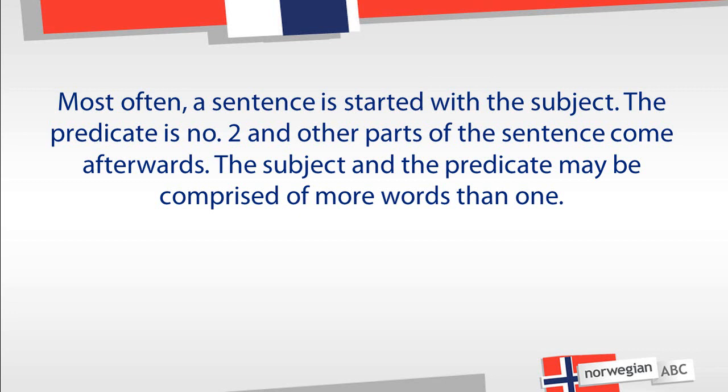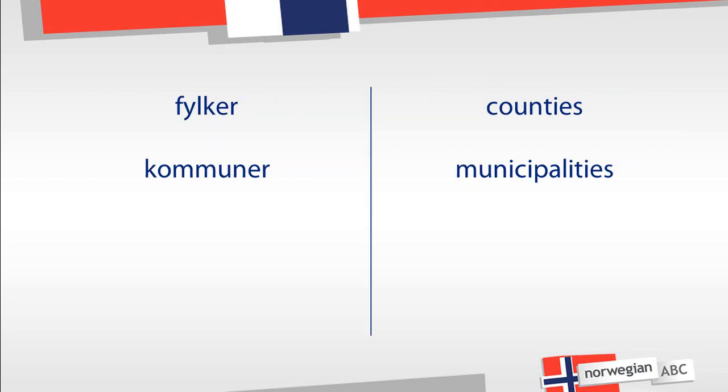Norway is divided into 19 administrative regions that are called counties. Fylker in Norwegian. They are further divided into 433 municipalities. Kommuner in Norwegian. Only the county of Oslo is both a county and a municipality. Beside this division, the country is divided into 5 main regions. Landsdel in Norwegian.